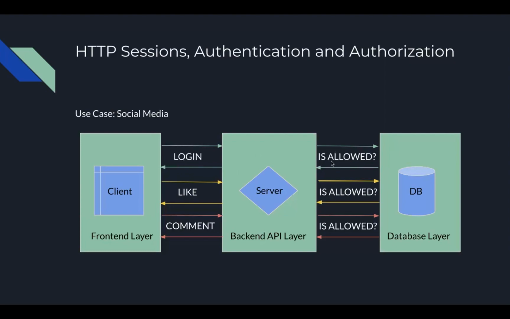Now, once you have logged in, suppose this is the social media use case, maybe you find a post, you can like it, you can comment on it, and every time it will be the same flow. The client makes a request to the server, which first checks whether it is allowed, and if it is allowed, then it performs that operation and sends the information back, which the server relays back to the client. Similarly for comment. So this is just the basic use case of how a basic web architecture works.